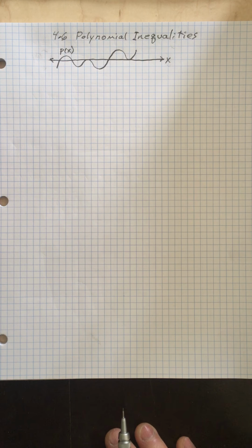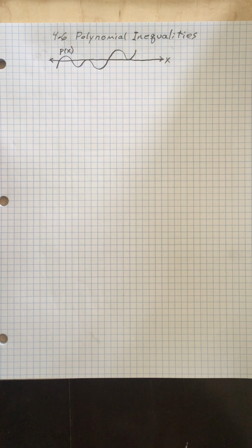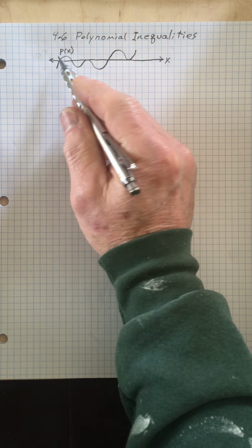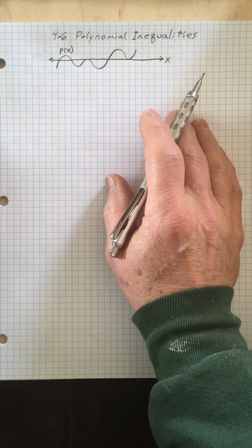Okay, 4.6, we're going to look at polynomial inequalities and also inequalities involving rational expressions. But we'll start first in this section with polynomial inequalities. And if you look at the little graph I got here, this is going to show us exactly what we need to do.